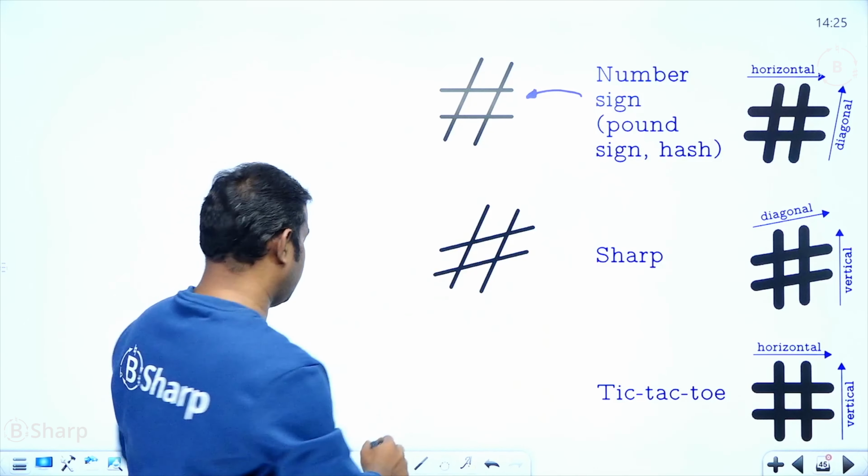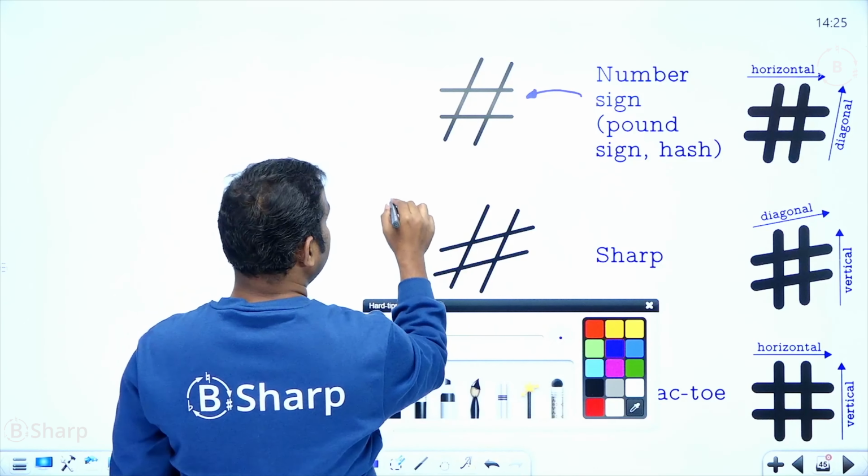Okay, this is for music. So we are dealing with music. For music purposes, this is the sharp. This is for numbering, for mathematics, numbers, or for uploading anything instant. So for that purpose we will be using this one.